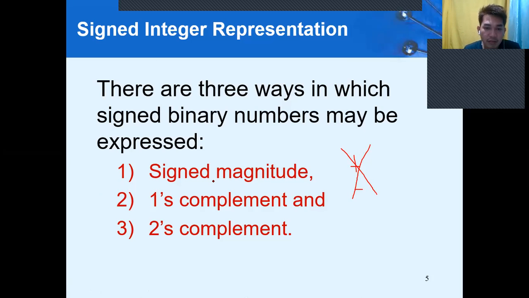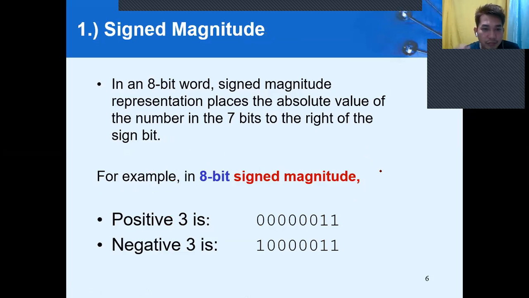We have signed magnitude, one's complement, and two's complement. So let us first discuss signed magnitude. Okay. In an 8-bit word, signed magnitude representation places the absolute value of the number in the 7 bits to the right of the sign bit. So meaning to say, ang most significant bit is the sign bit, and then the other 7 bits to the right of the sign bit is the magnitude.